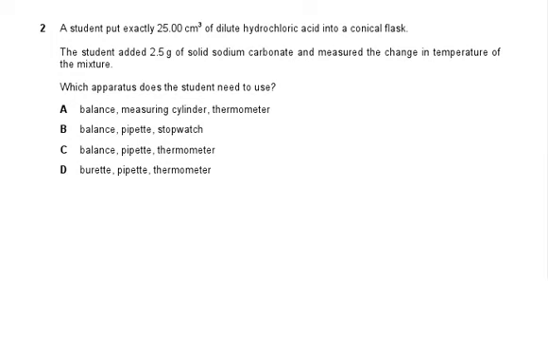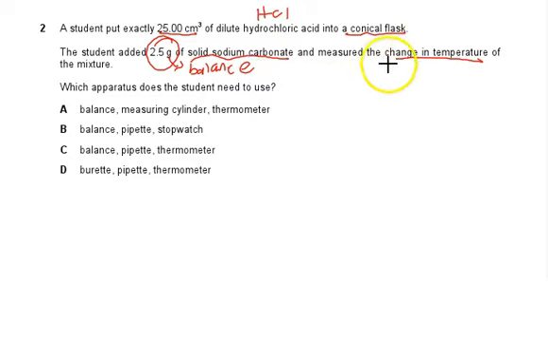Okay, now number 2. A student puts exactly 25 cm³ of dilute hydrochloric acid into a conical flask. The student adds 22.5 g of solid sodium carbonate and measures the change in temperature. Which apparatus does the student need to use? Obviously we need a balance to measure the mass, and we need a thermometer.